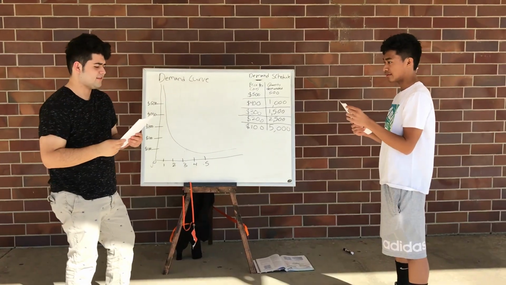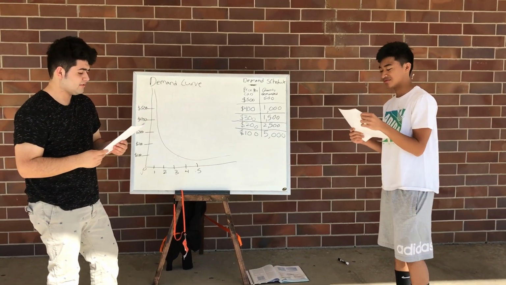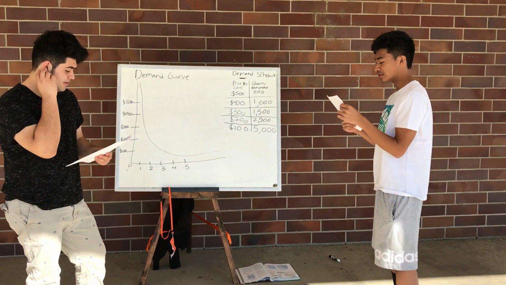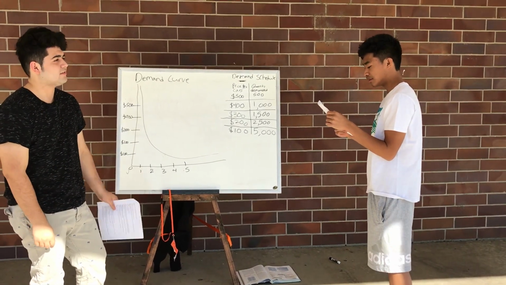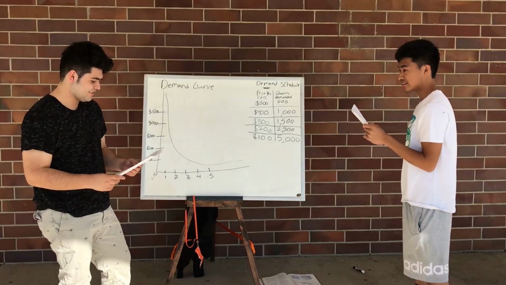Yep. Wait, is that called diminishing marginal utility? Mm-hmm. Do you know why economists call it that? Yeah, it's because the additional utility of each unit consumed diminishes with each additional unit. Oh, that makes sense. Yeah.